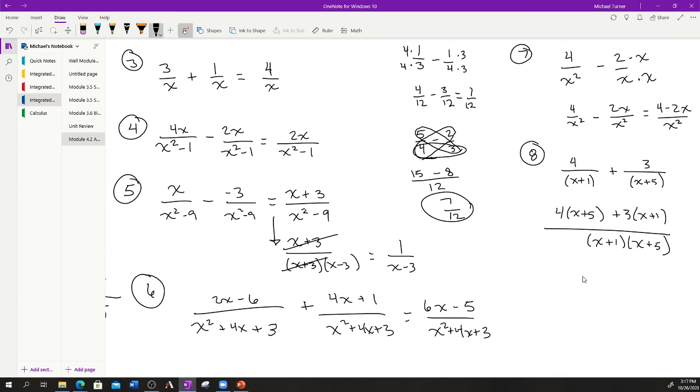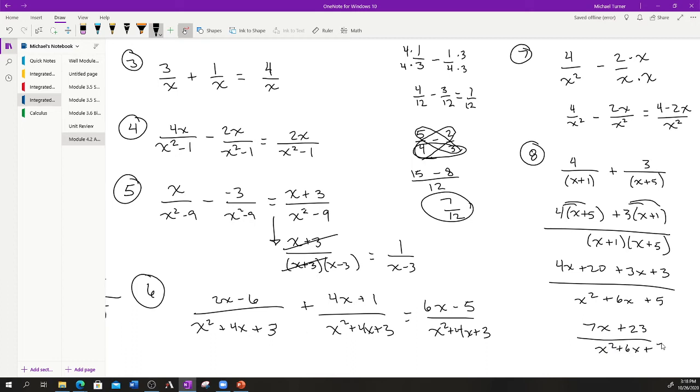Of course, you don't want to leave it like that. You're going to distribute your 4. You're going to distribute your 3. And then you're going to do FOIL, or the box method, in the denominator. That is x squared plus 6x plus 5. Okay. Now the numerator I'm going to clean up. 4x plus 3x is 7x. 20 plus 3 is 23. And that is considered my simplified answer.